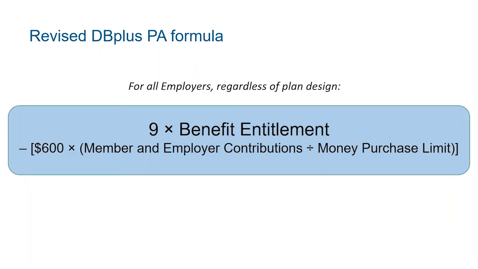Once you enter the proration factor into the formula, it looks like this. As you can see, all we are doing is multiplying the 600 PA offset by the proration factor, which is member and employer contributions divided by the money purchase limit.